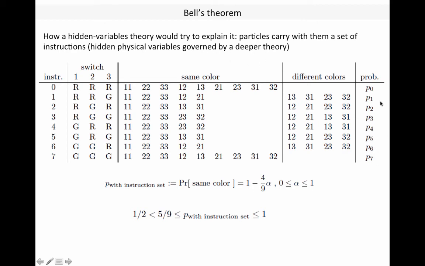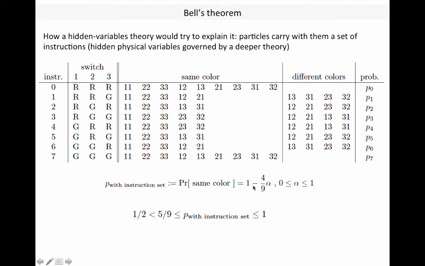All right, our deeper theory presumably is going to predict what these probabilities are, but we don't know what that is yet. So they could be anything so long as they're between 0 and 1. So the smallest possible value alpha could be is 0, which corresponds to all of these probabilities being 0. In that case, the probability that you'll find the same color is 5/9. And if alpha is the smallest value it could be, then this overall probability is the largest it could be, right? Because if alpha is any bigger, then 1 minus 4/9 of alpha gives you a smaller result.